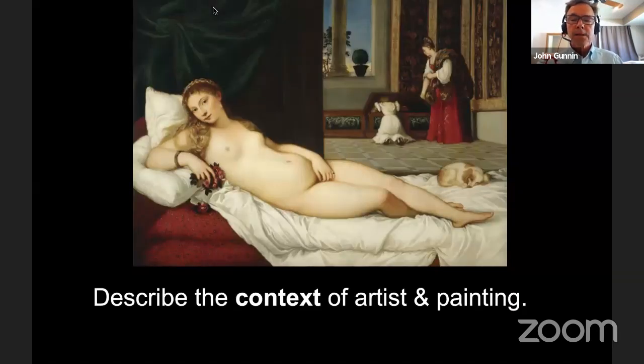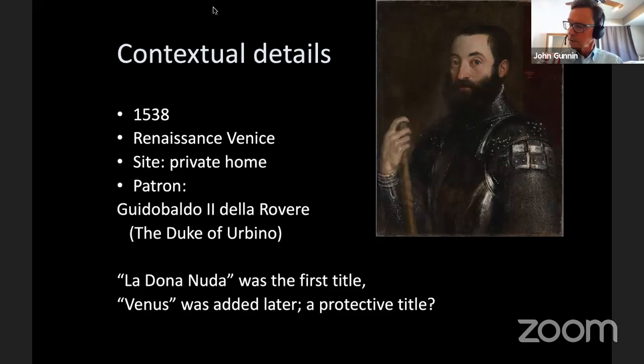So the context of the painting, you can always do visual analysis on a painting, but when you get to the context is really when you have to dig into your studies and sometimes dig down deep. And so here are some of the details of this work, and it's an interesting story. Guidobaldo went to visit Titian for another commission, a portrait commission, and he saw the painting there and ended up buying it. So we don't really know a lot about why Titian did this.